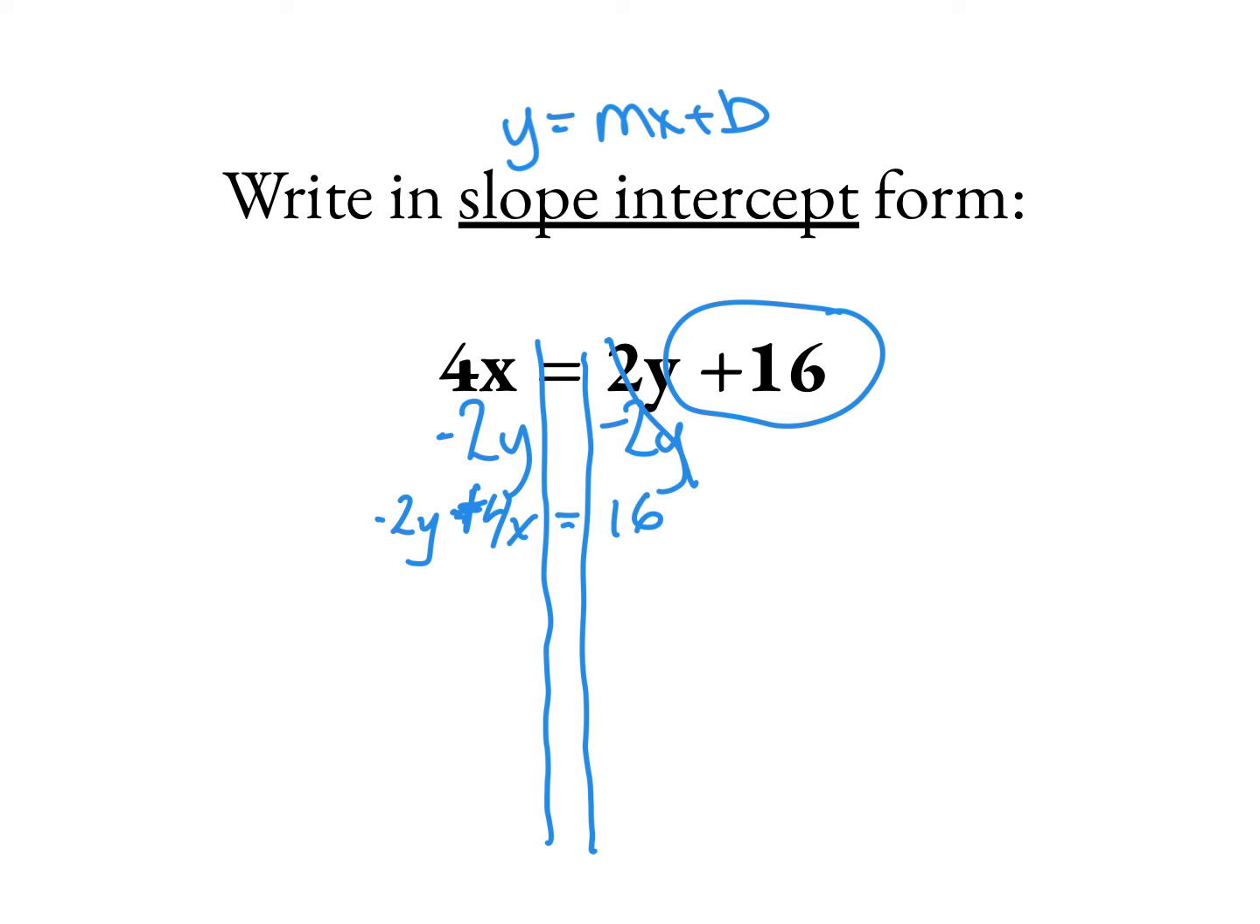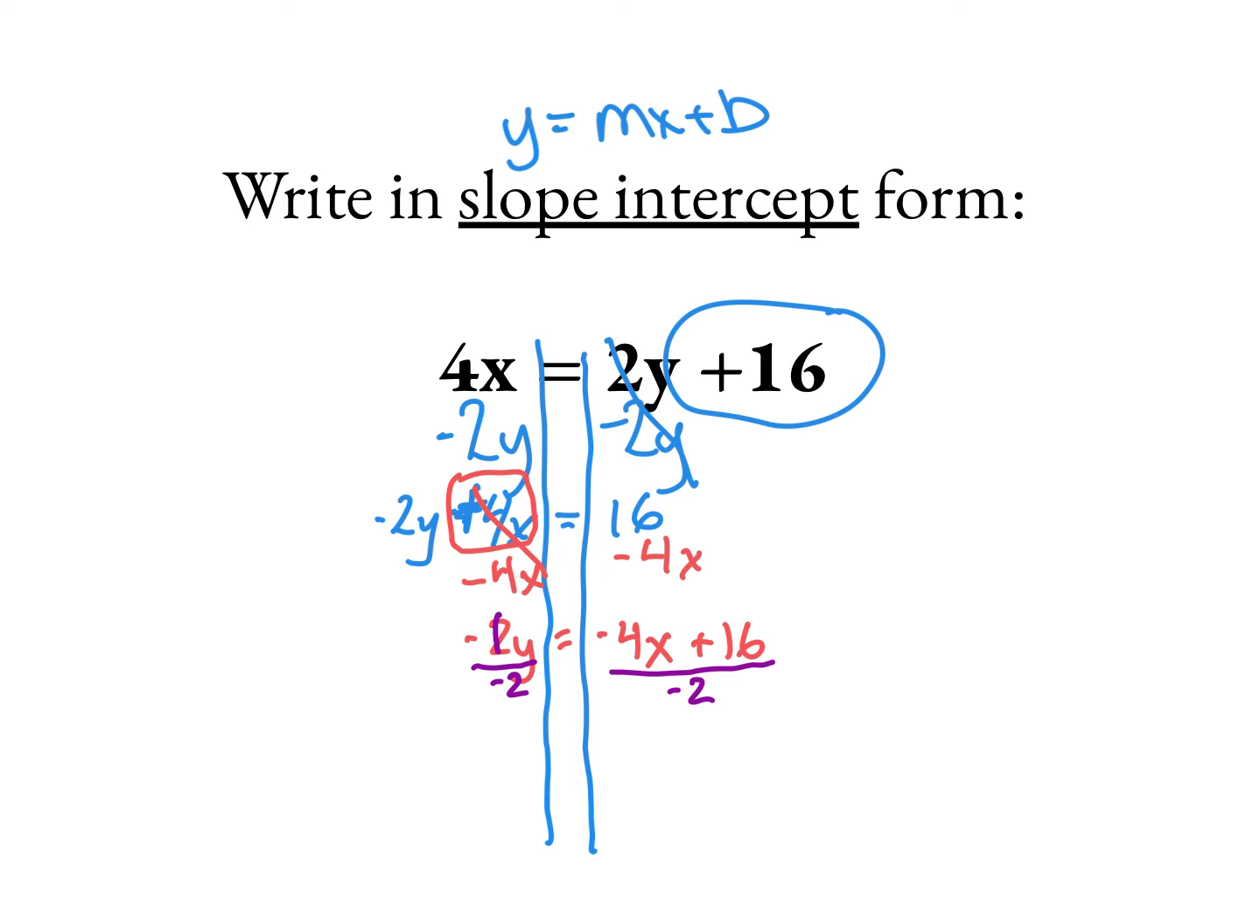All right, in the next step, I want to get this y by itself, so I'm going to get rid of the plus 4x. I'm going to subtract 4x. What I do to the left, I'm going to do to the right, so minus 4x, those cancel, minus 4x. And let's rewrite what I have right now. So right now, I have negative 2y is equal to negative 4x plus 16. And my final step, I want to get rid of the negative 2 that's attached to the y, so I'm going to divide by negative 2. What I do to one side, I do to the other side.